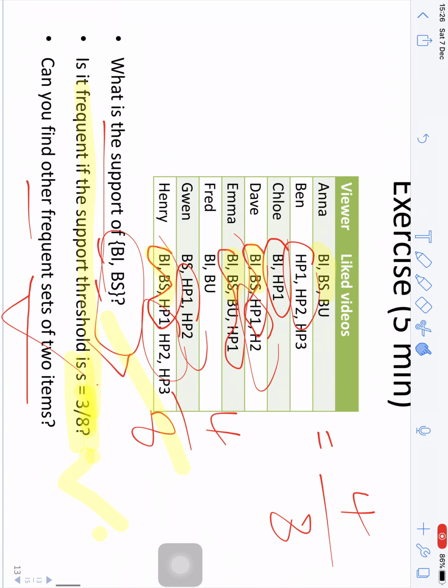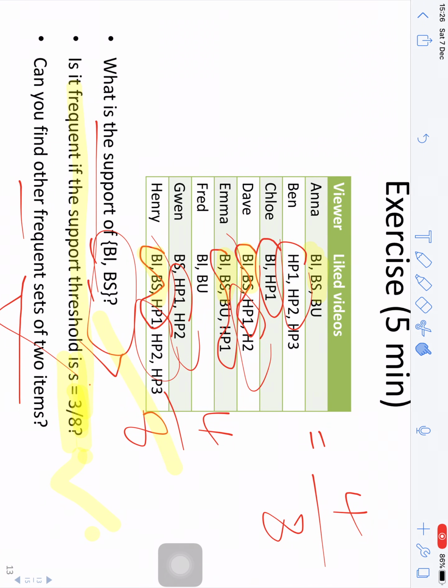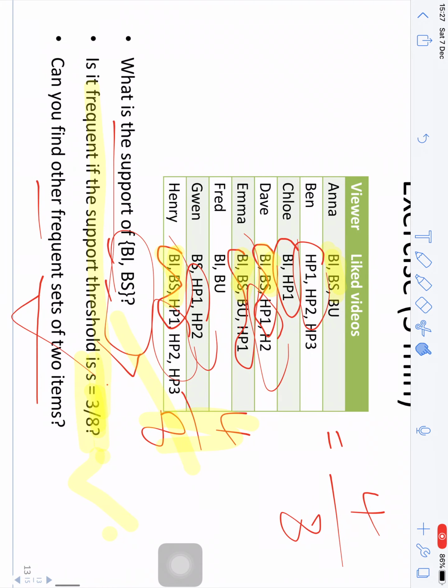Now let's see whether we can find the support of B1 and B2. In this case, they occur together in these baskets, and all the others do not have them occurring together. So it's 4 divided by 8, which is 1 divided by 2. So it is frequent, since 4 divided by 8 is greater than 3 divided by 8. We can also find other frequent itemsets, such as Harry Potter 1 and Harry Potter 2.